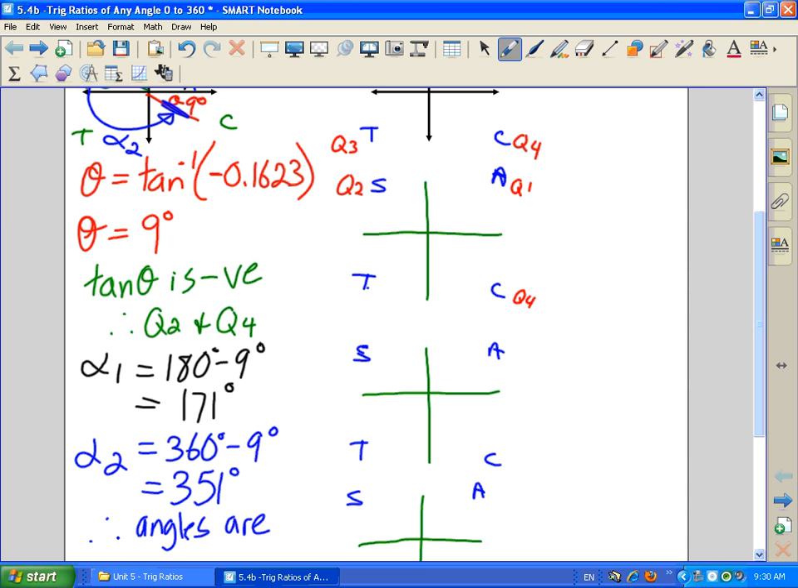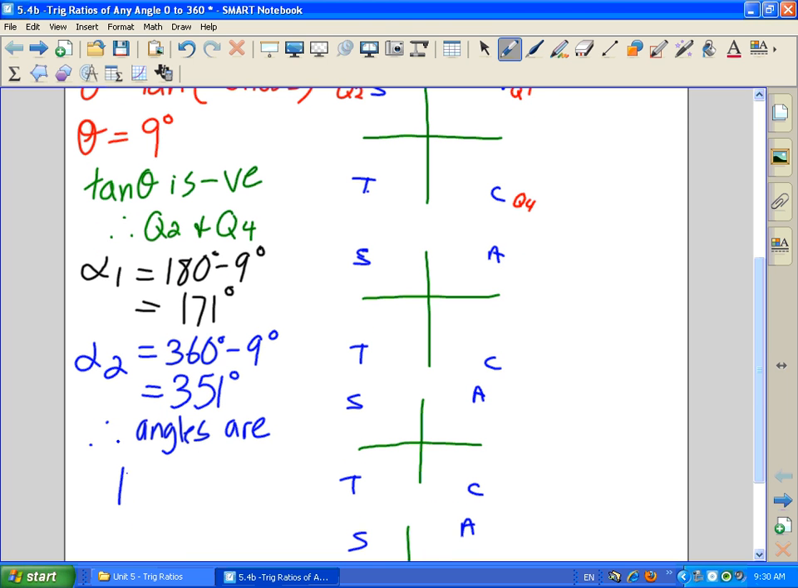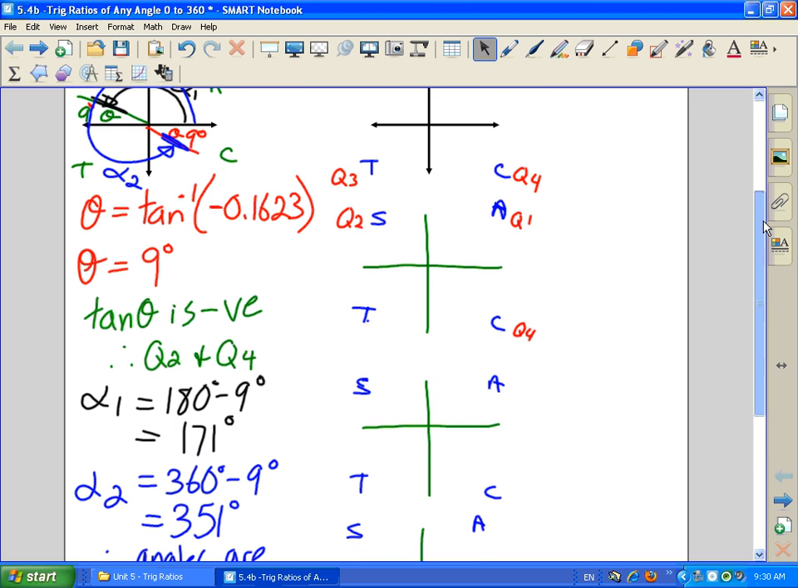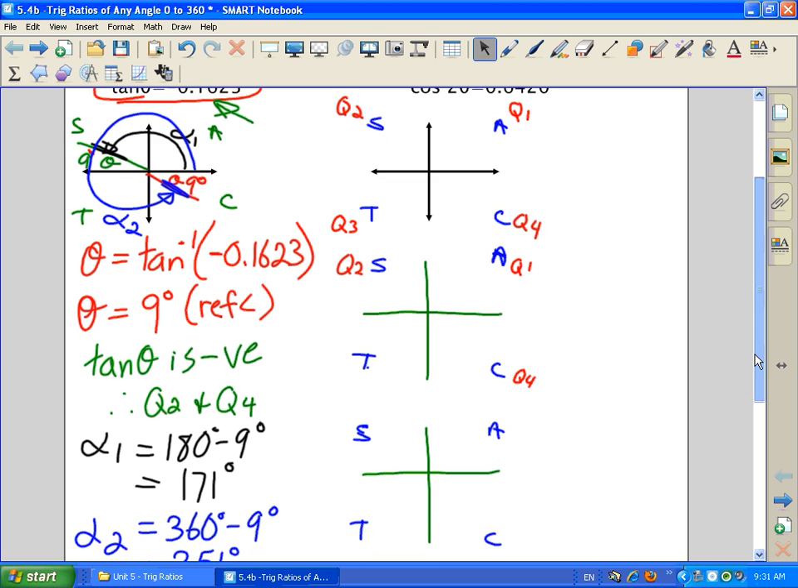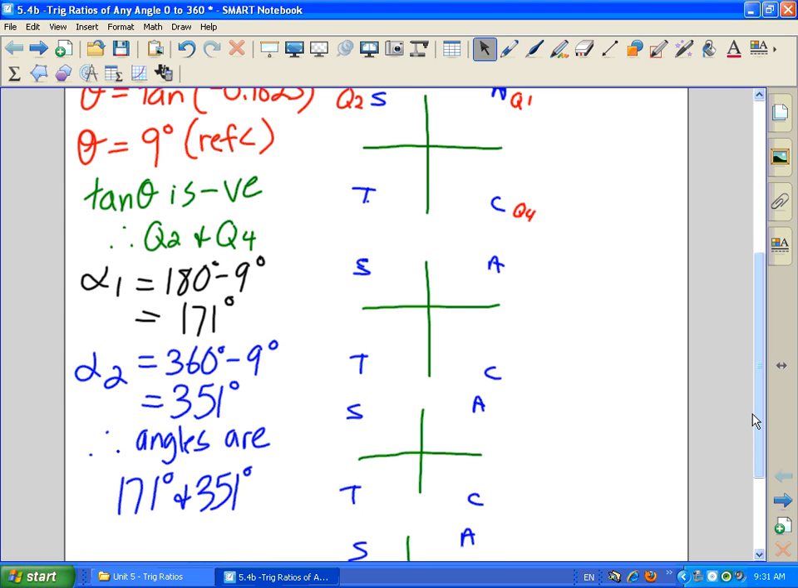So therefore the angles are 171 degrees and 351 degrees. It doesn't matter, ladies and gentlemen, what symbol you use to start this. I just use theta because that was the one given. Remember, your calculator is going to give you the reference angle. And we just let alpha be the angles that we're actually looking for. So I'm not too concerned about what symbols you use as long as you know how to compute the solution.